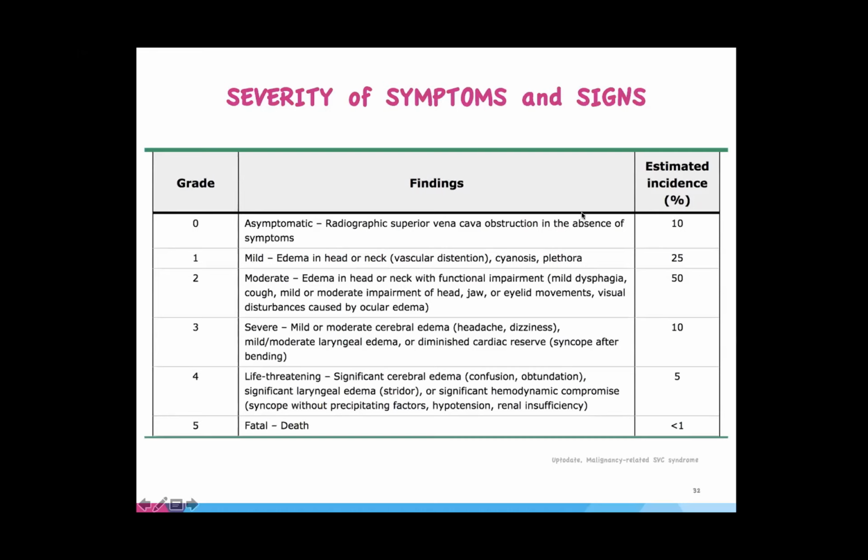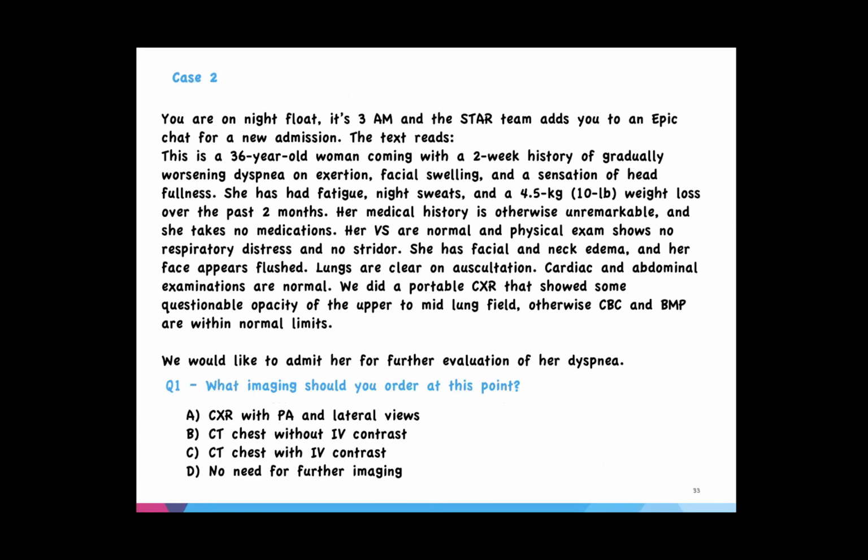And I think one symptom we don't really think about is syncope, and the syncope is because, as we said, there's no blood going to the heart. So when the patient syncopizes and you know that they have SVC syndrome, that's really alarming. This patient might faint. There's no blood going to the heart. That's something to consider as well.